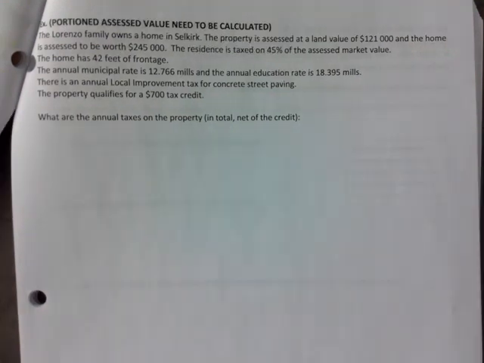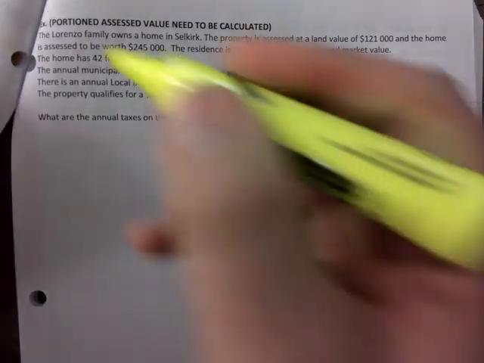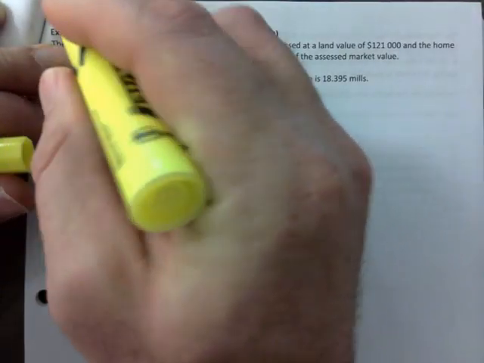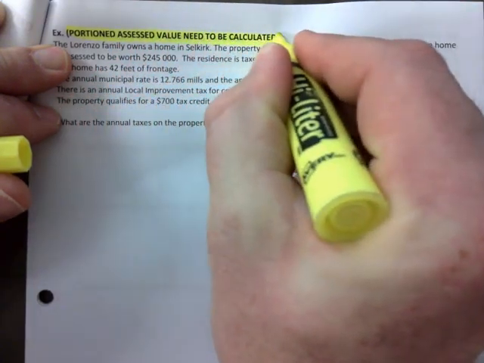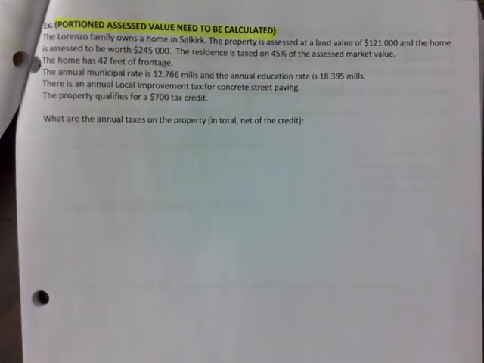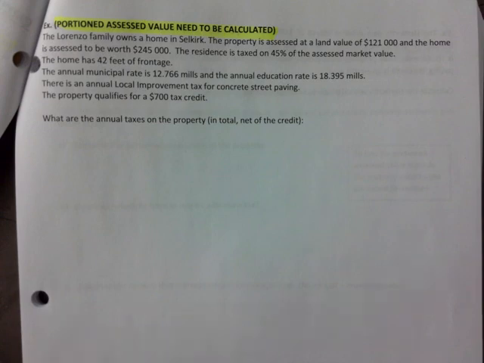Property tax bills. I mean, this one is different. Okay, you're with me, right? Portion. So put your phone away for a bit. Portion assessed value needs to be calculated. That's what I have that subheading there.